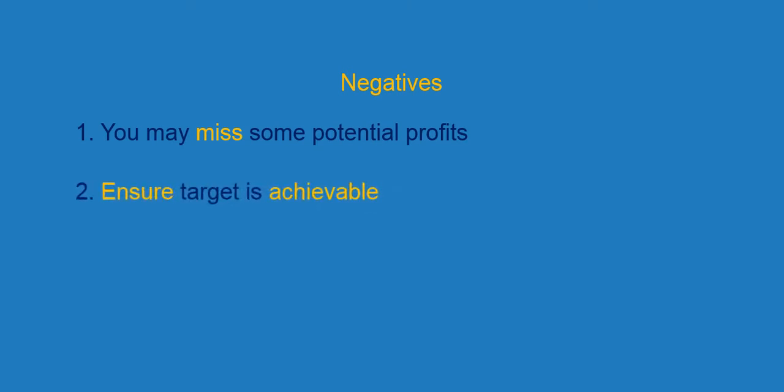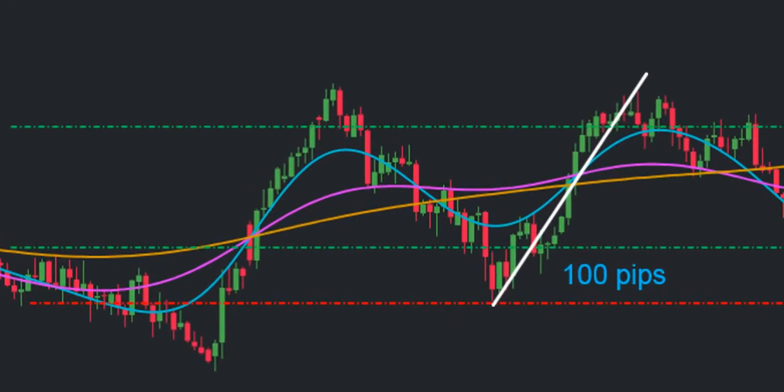On the negative side with this method, you will most likely miss some profits as price continues to move past your target towards the end of the wave. Secondly, you always have to ensure that a 2-to-1 risk reward trade is achievable and that the take profit level lies within the length of the wave created by the wealth crossover.